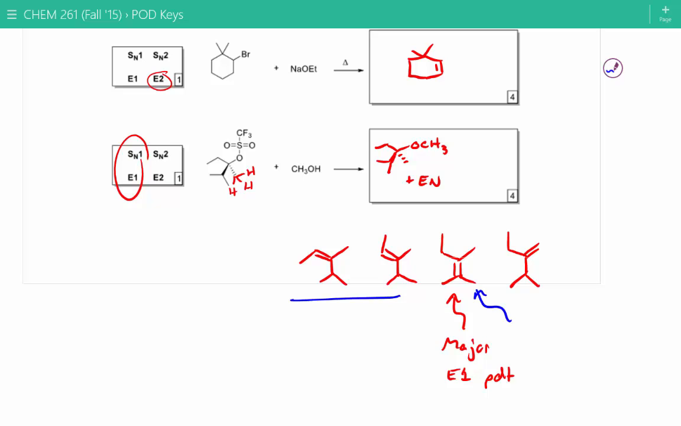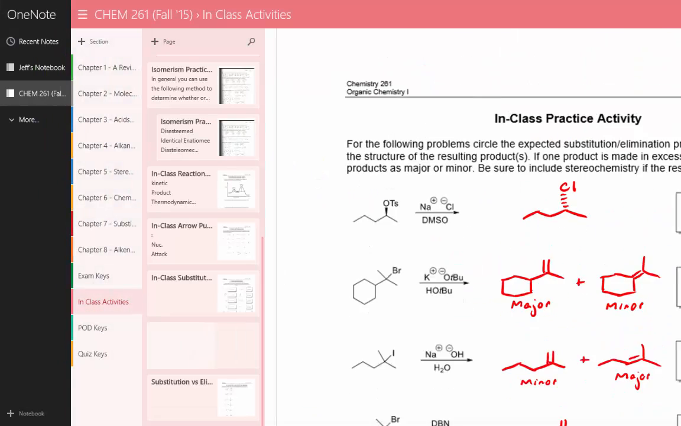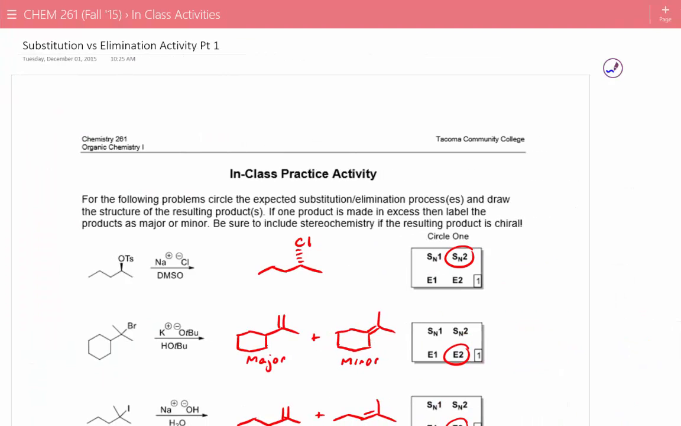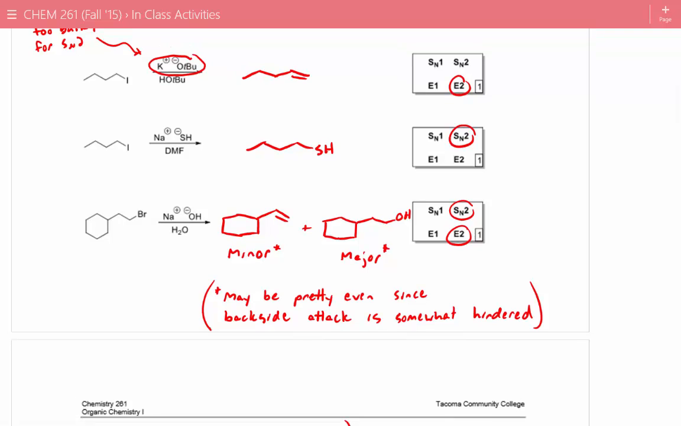All right, so what I did last night was I cleaned up the in-class activity from yesterday, and I would really recommend using this as a study guide for not only this upcoming quiz, but for the final. If you go through and look at this, there were a few tricky ones. For example, the one on the bottom, I made a little note that sometimes it's not super clear that it's going to be SN2 or E2.